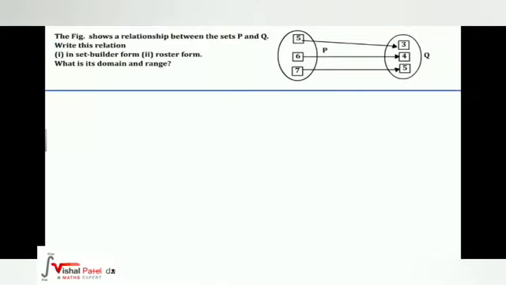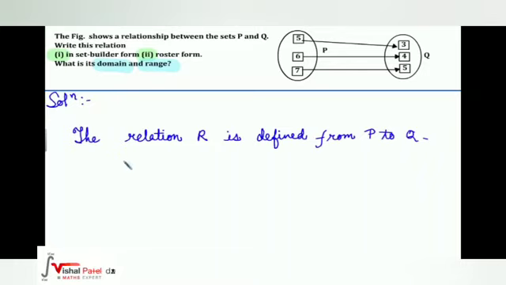Okay, now move on to our question number 4. The figure shows a relationship between P and Q. Write this relation in set builder form, second, also in a roster form, and write its domain and range. So here we have a graphical figure given. The relation between P and Q, the relation R is defined from P to Q.